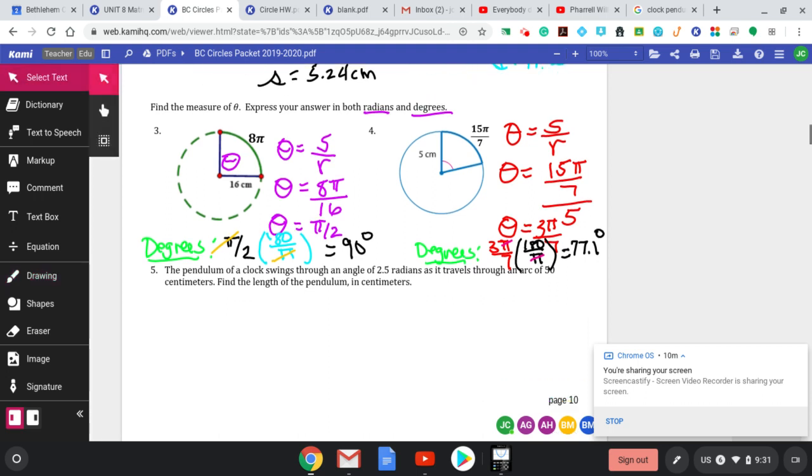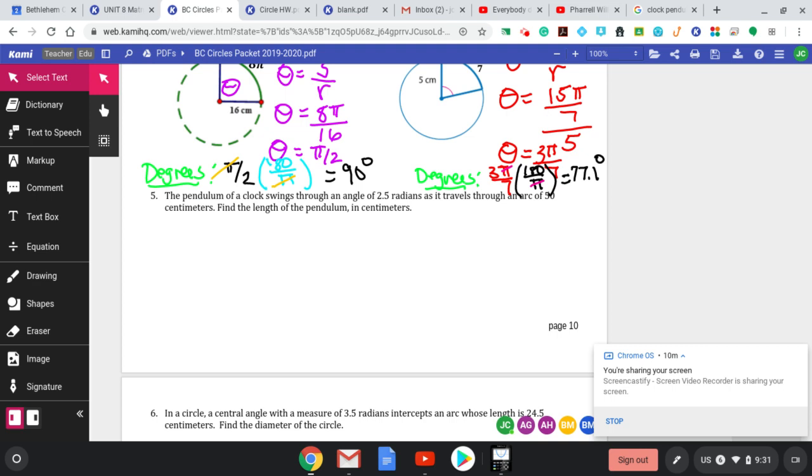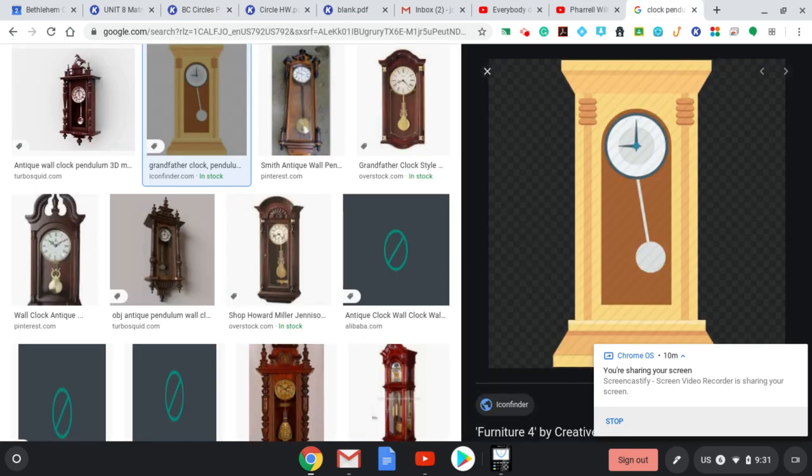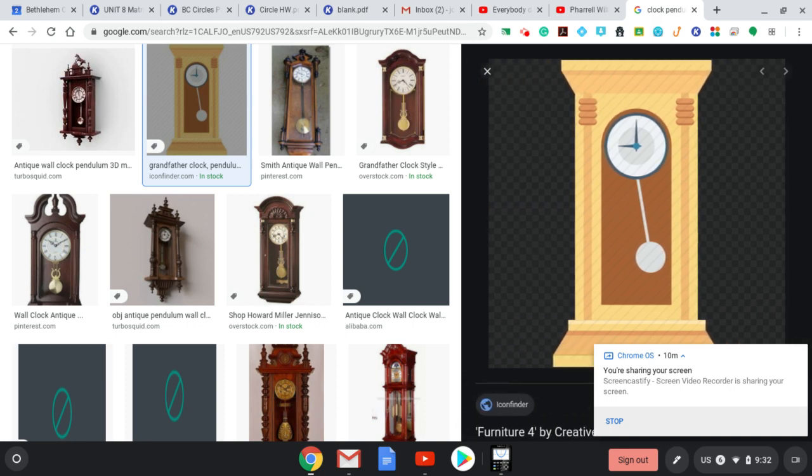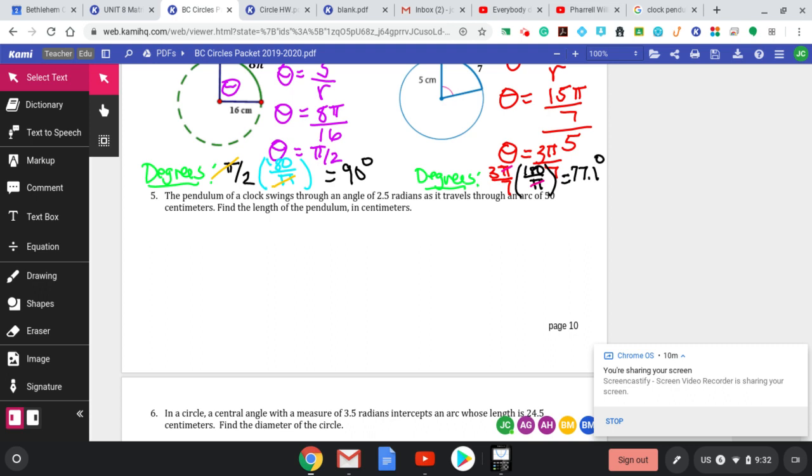All right, next up, little word problem. Pendulum of a clock. Ooh, stop it right there. Do we know what a pendulum of a clock looks like? I got you guys covered. That's what we're looking for right here. All right, the pendulum of a clock swinging back and forth here. That's what a pendulum of a clock looks like. Just a little FYI for you. All right, swings through an angle of 2.5 radians. It travels through an arc of 50 centimeters. Find the length of the pendulum.